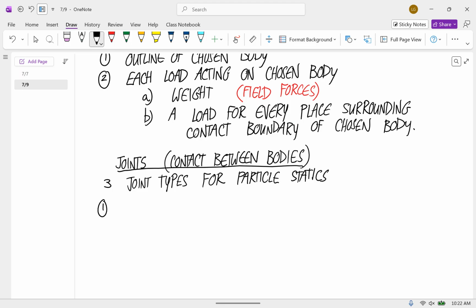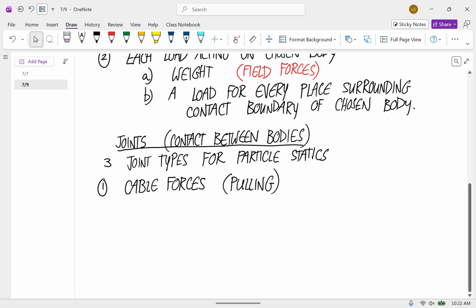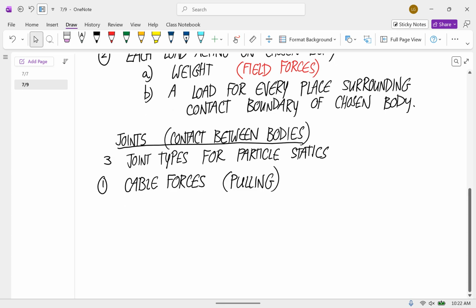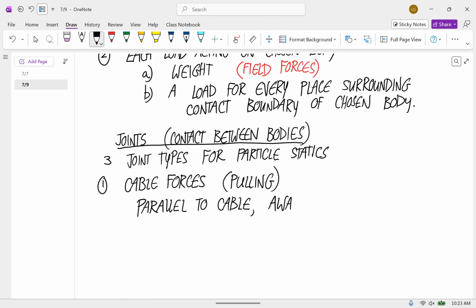The first one is cable forces. So forces applied to bodies by cables. And this is always a pulling force. And the rule for a cable force is the force vector is parallel to the cable, away from the chosen body.